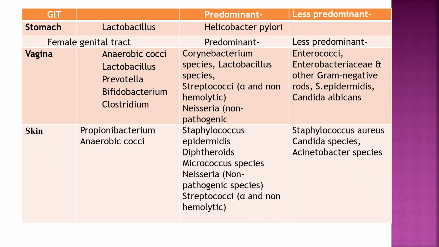In skin, the anaerobic bacteria are Propionibacterium, anaerobic cocci. Aerobic predominant: Staphylococcus epidermidis, the diphtheroids, Micrococcus species, Neisseria, streptococci. Less predominant: Staphylococcus aureus, Candida species, Acinetobacter species.